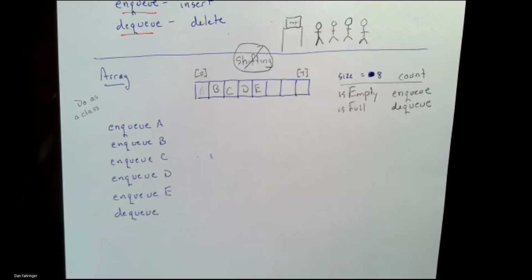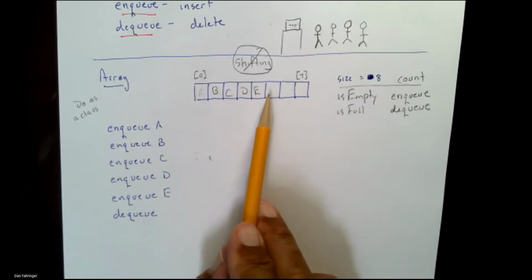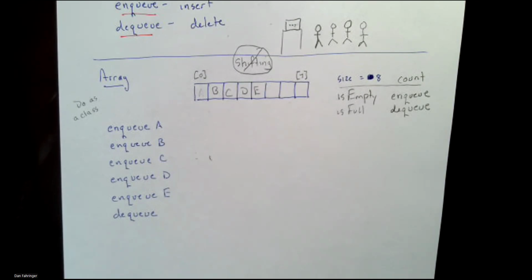Where would I add the next one? If I said NQF, where would you like to put it? At the end. Where, if I now said DQ again, what would we be getting rid of? B. Did we have to shift?